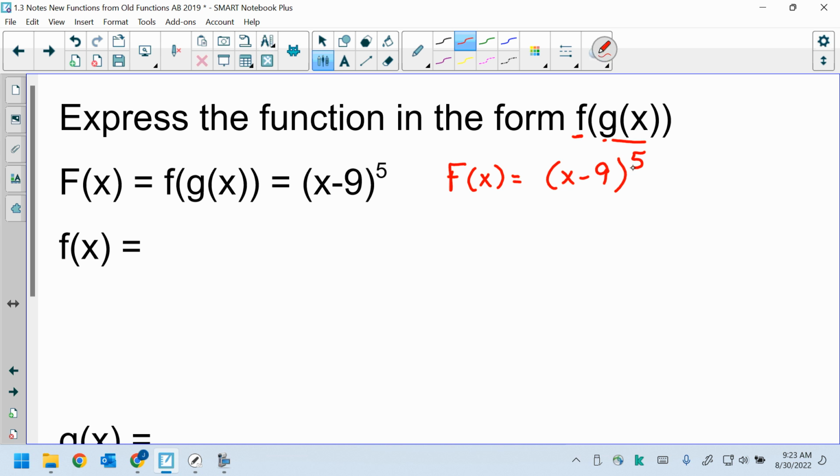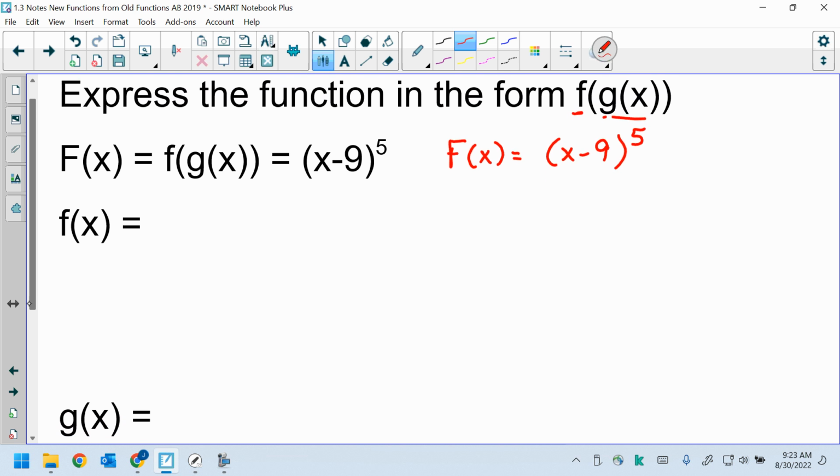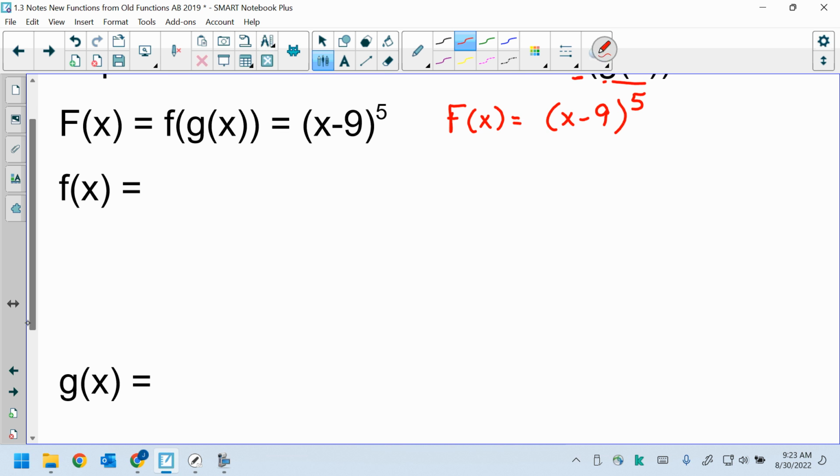Well, probably the easiest way to do this is to find g first. F of x is, let's apply the f function to g. Now g is the thing inside the parentheses. So maybe the easiest way to do this, figure out g first. What's inside the parentheses? As I look at this function right here, what's inside the parentheses? G of x is the x minus 9.